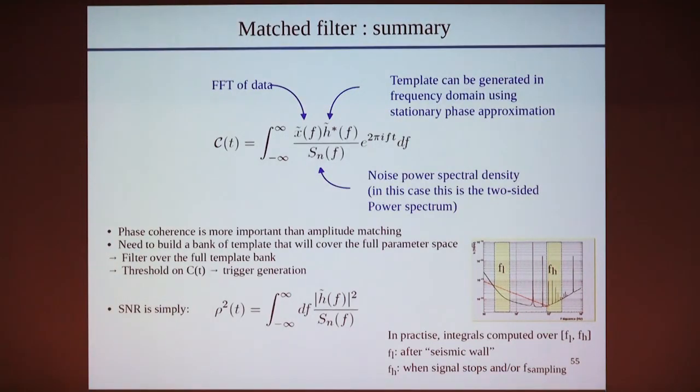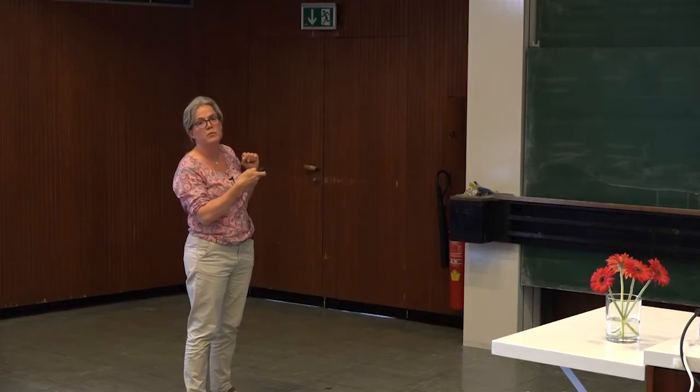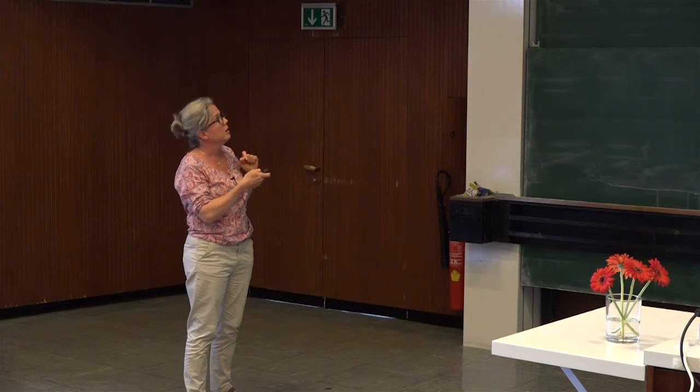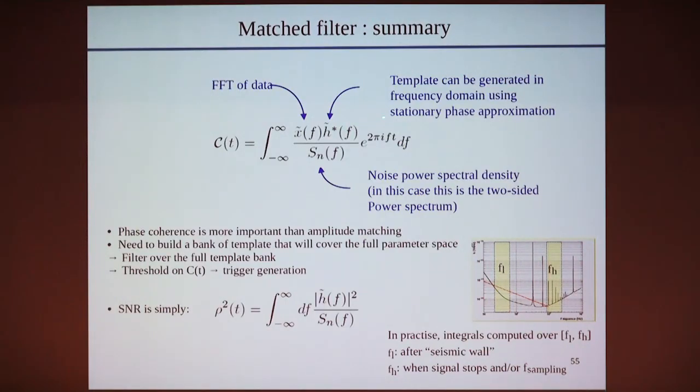So, the summary of matched filtering: we multiply the data by the waveform, and we divide by the power spectrum. The point is now which waveform to use. Because I'm telling you, I want to look for a given signal, but which one?